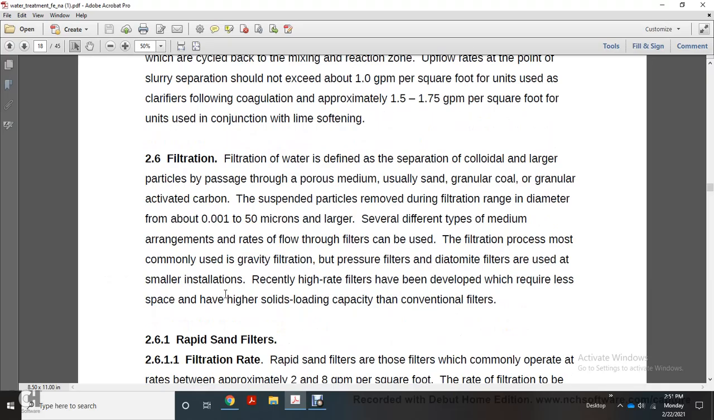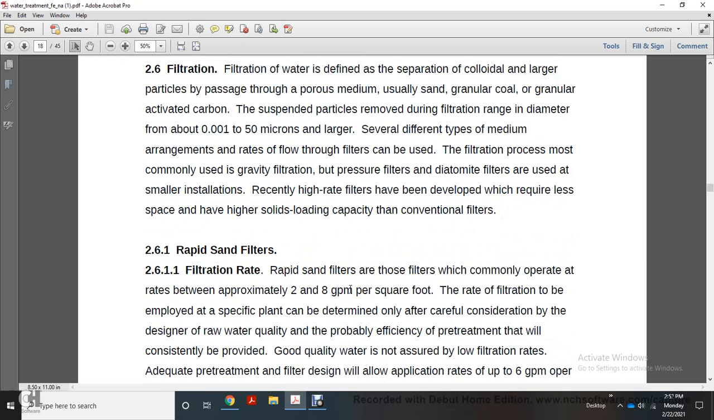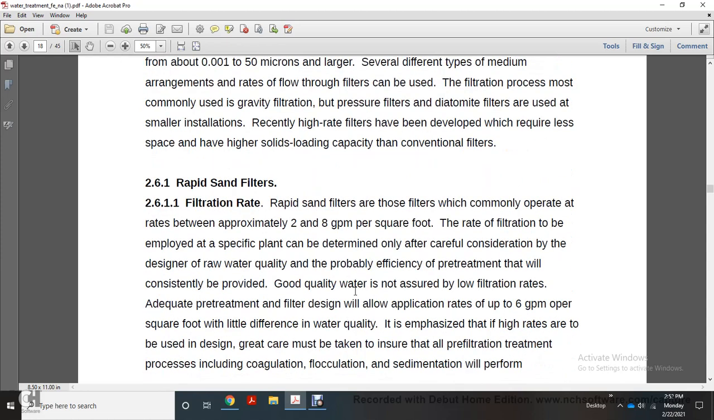Alright, filtration. Filtration is defined as the separation of colloidal and larger particles by passing water through a porous medium, usually sand, granular coal, or granular activated carbon. Suspended particles removed during filtration range in diameter from 1,000 to 500 microns or larger. Several different types of media arrangements and flow rates can be used in the filtration process. Gravity filtration is most commonly used, but pressure filters and diatomite filters are used in smaller installations. Recent high rate filters have been developed which require less space and have higher solids loading capacity than conventional filters.